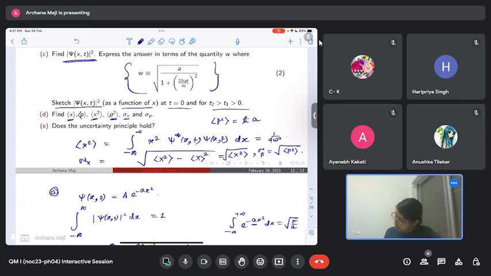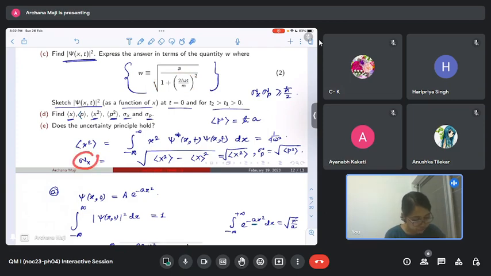Okay, so then you will be able to argue whether this uncertainty principle holds or not. Sigma x sigma p, whether it is greater than or equal to h cross by 2, you will be able to argue from these two values, because you know what omega is. So see, omega is this thing. At t equal to 0, what is omega? Omega is just square root a.